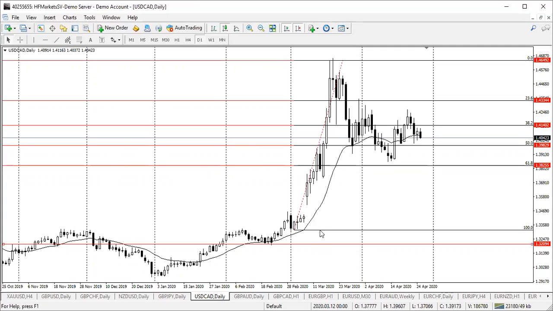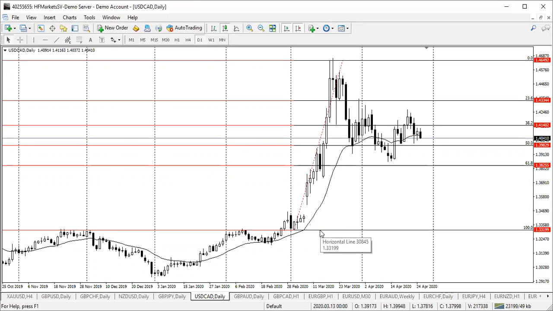Because if what you mark as key level is actually key level, price must react when they get there. It's just impossible for price not to react when you get there. So now price is currently between 38.2 and 50.0. Obviously it seems like it's going to 50.0.